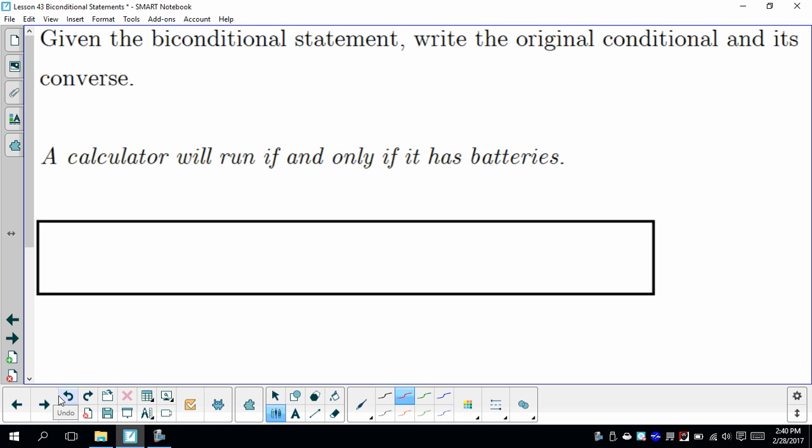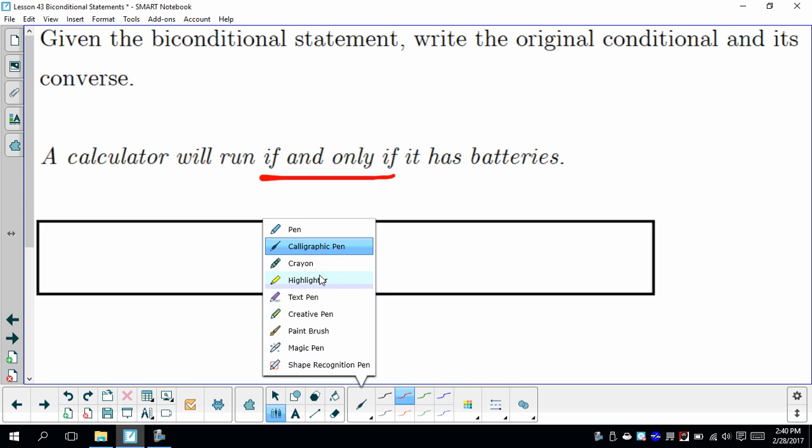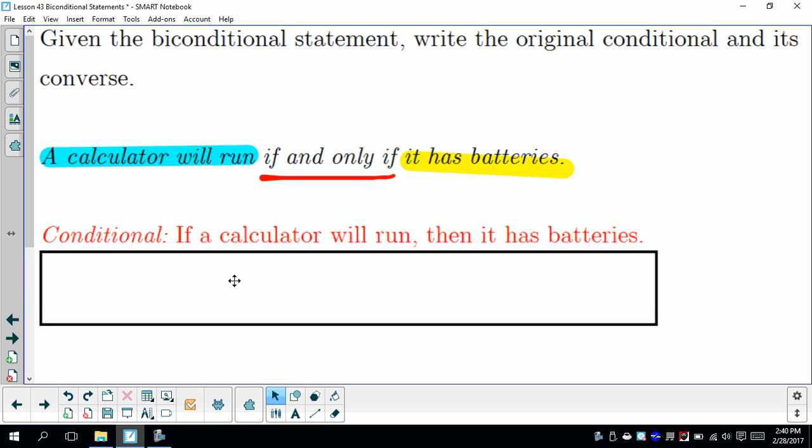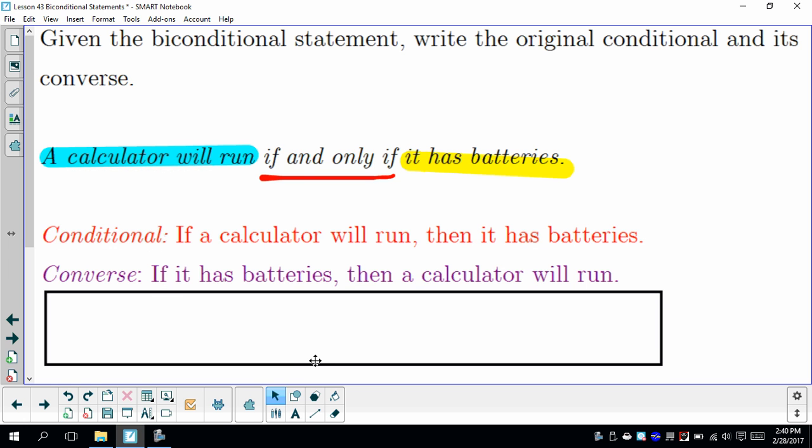So we can use this and ask in a different way. If I give you the biconditional, the if and only if statement, then I can ask you to write the original conditional and then the converse. So we find that a calculator will run is our P. It has batteries is our Q. So we should say if a calculator will run, then it has batteries. That's the conditional statement. To get the converse, we just switch the P and Q and say if it has batteries, then a calculator will run.